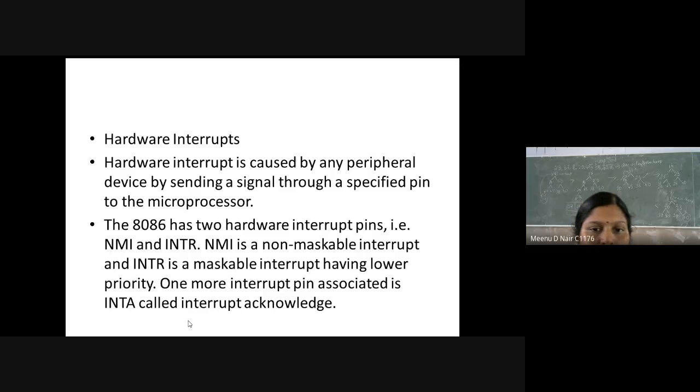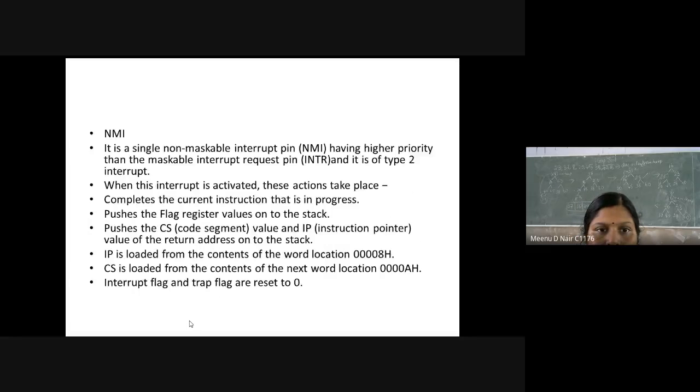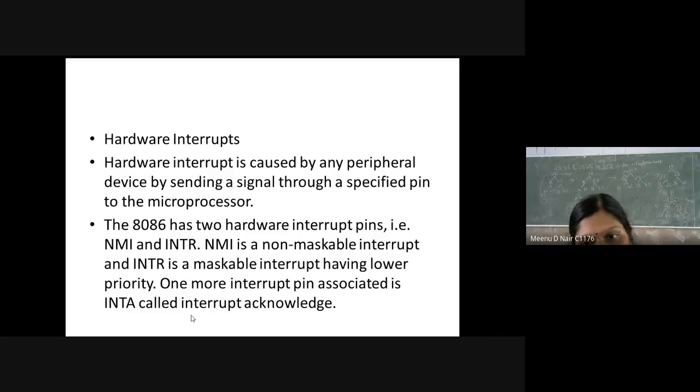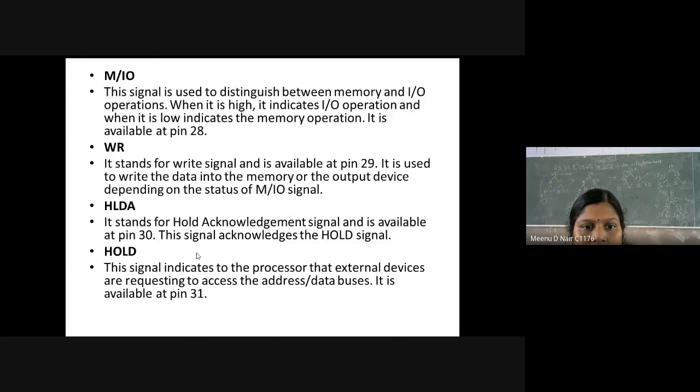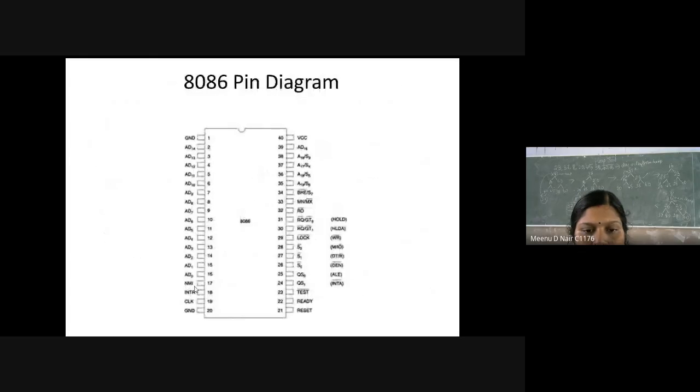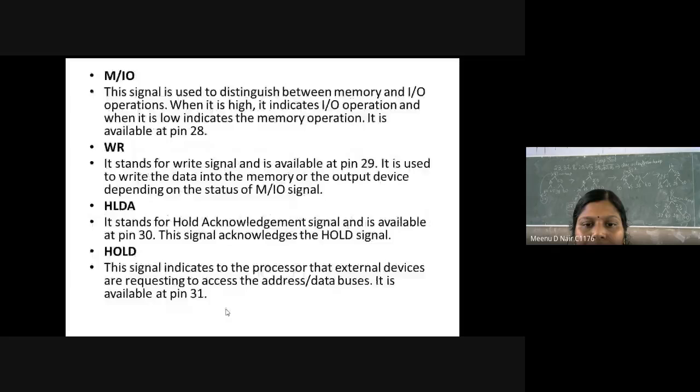interrupt. So there are two types of interrupts. First one is hardware interrupt and the second one is software interrupt. There are two hardware interrupts in 8086. They are NMI and INTR. So you have seen the two pins there, right? NMI and INTR. These are the two pins used for the hardware interrupt, NMI and INTR.